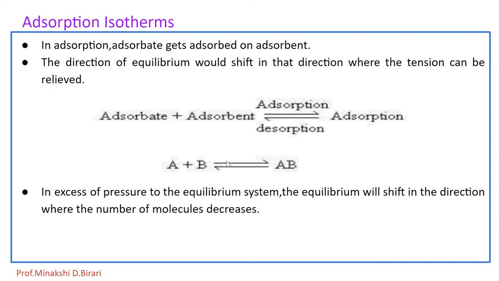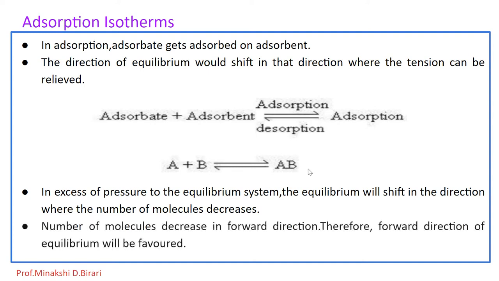On applying excess pressure to the equilibrium system, the equilibrium will shift in the direction where the number of molecules decreases. The number of molecules decreases in the forward direction. Therefore, the forward direction of equilibrium will be favored. So, in adsorption isotherm, we have to remember the process of adsorption in which adsorbate gets adsorbed on the adsorbent and the equilibrium will shift in the direction where the tension can be relieved, or also on applying excess pressure to the equilibrium system, the equilibrium will shift in the direction where the number of molecules decreases.